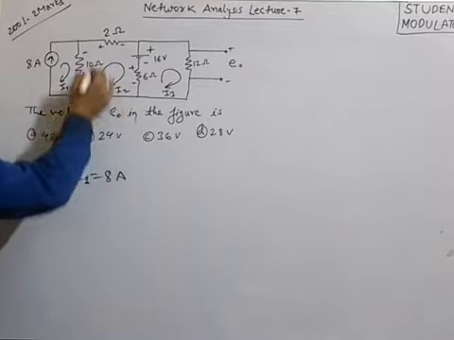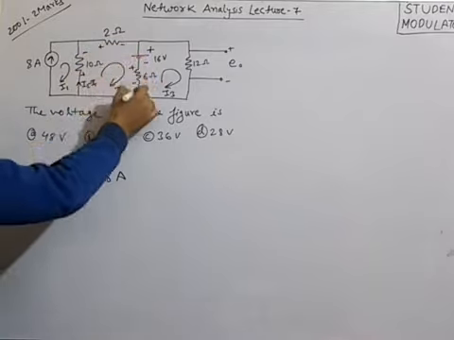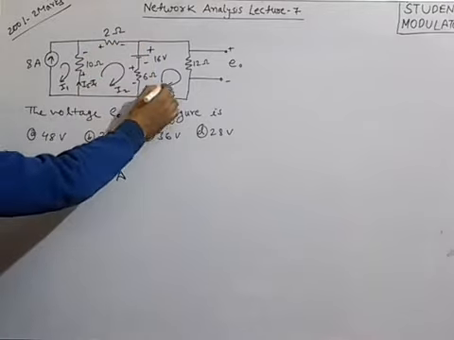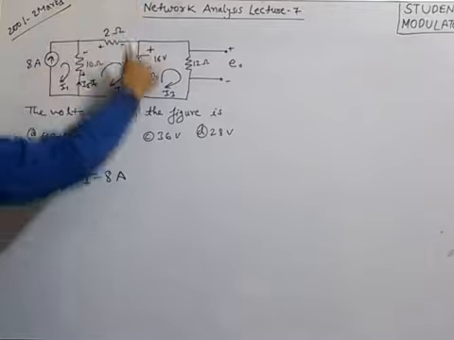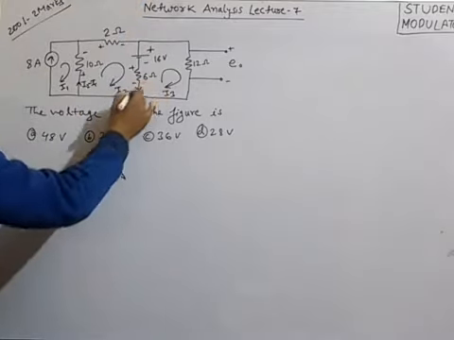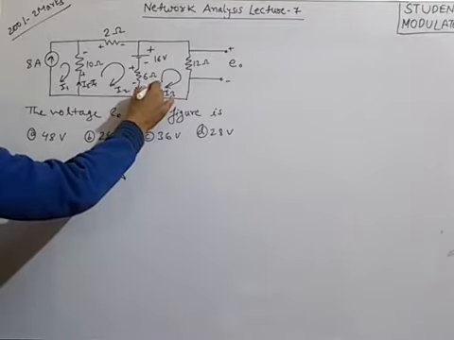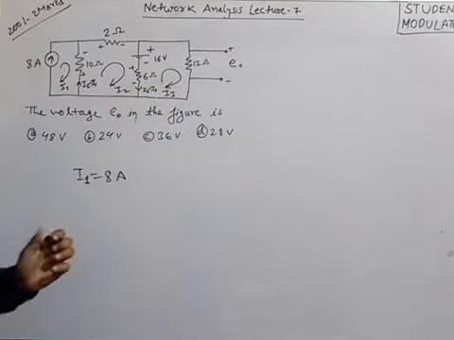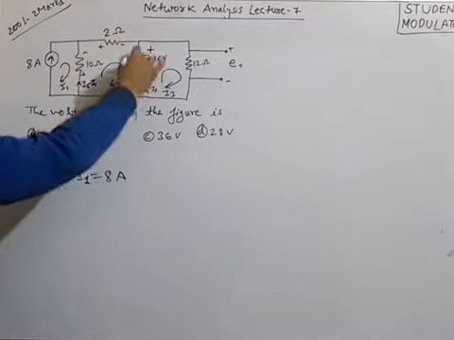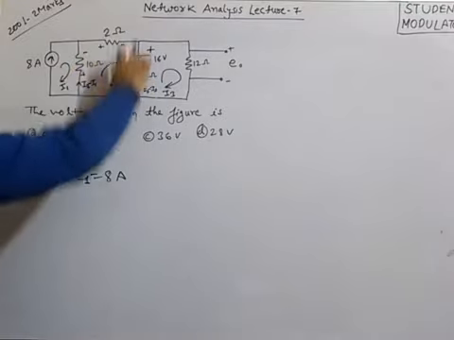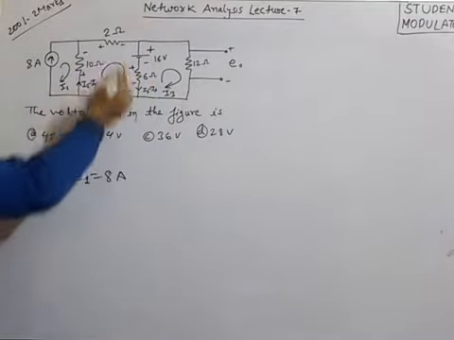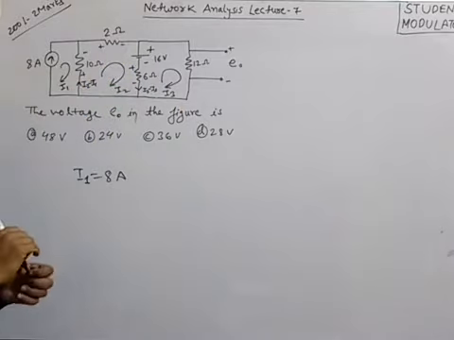Now in this branch I2, and in this branch what will be the current? I3 is going upward and I2 is going downward, so the overall current in this branch will be downward, I2 minus I3. I2 is coming downward and I3 is going upward, so overall I2 minus I3 downward.